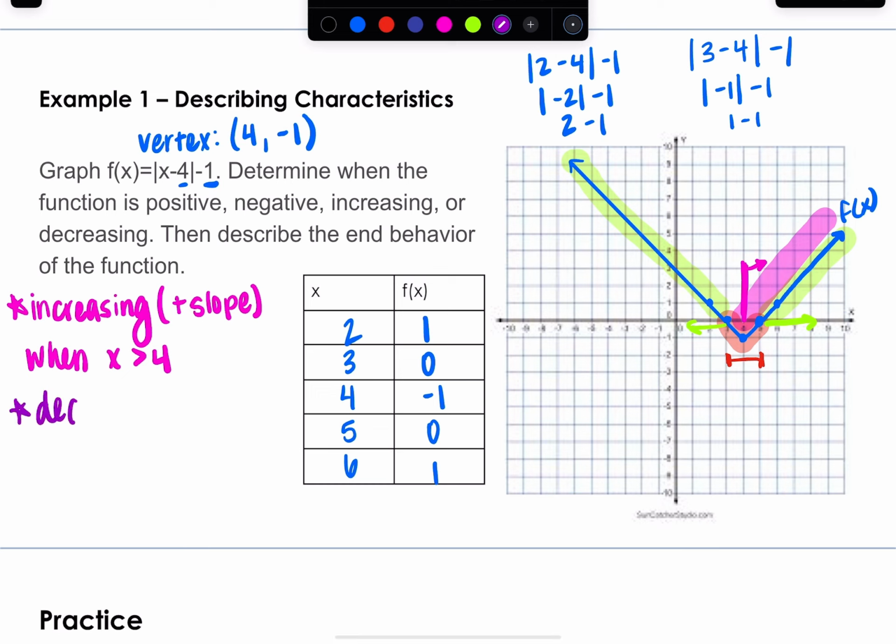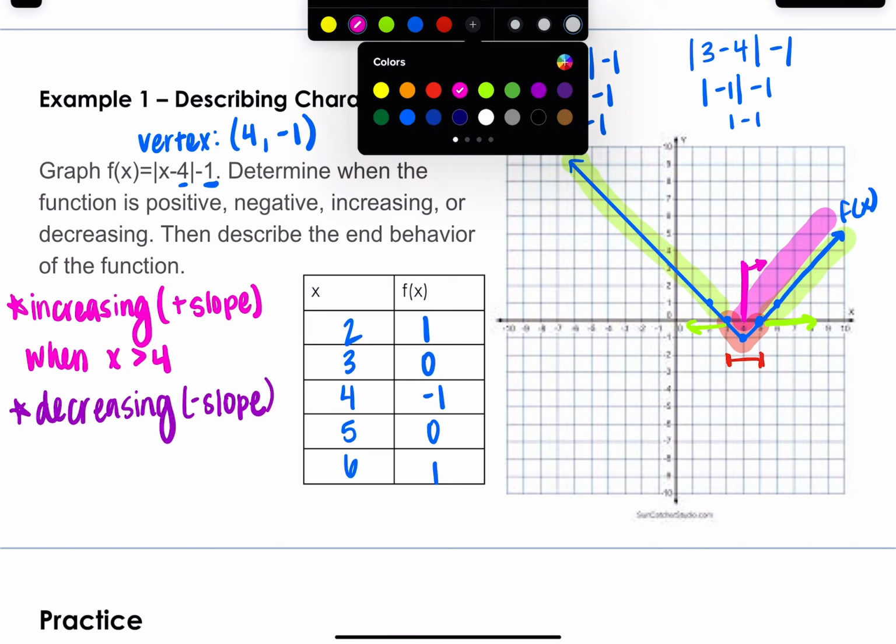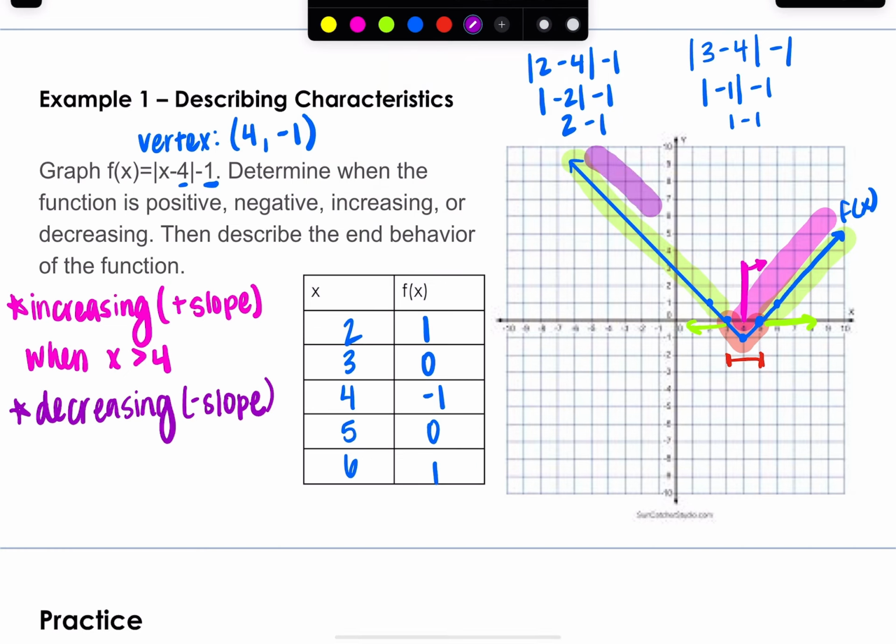Okay, decreasing, that's going to be the opposite. That's our line that has a negative slope. So that's this part of my function right here, the left side. Okay, so my interval for that is when we're going to the left. So that's when x is less than my vertex 4.